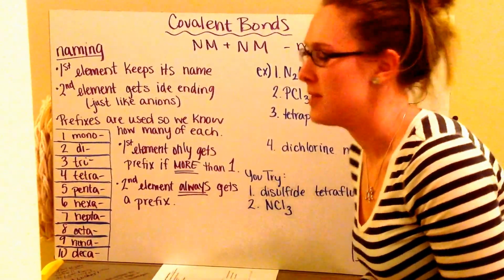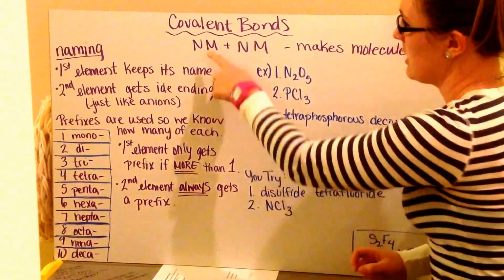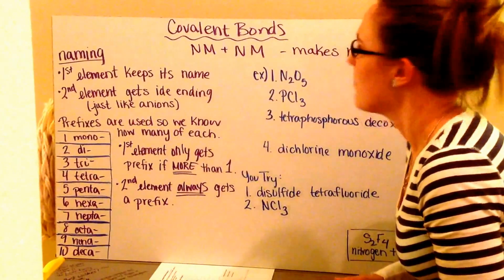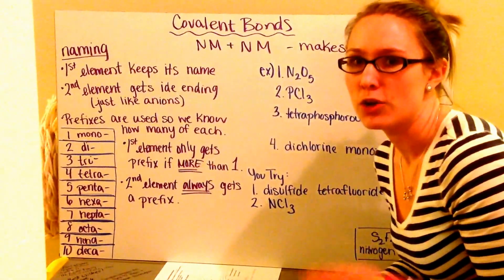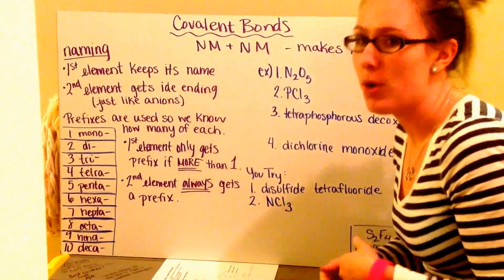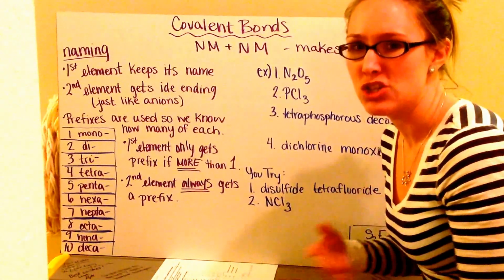This video is on covalent bonds. A covalent bond is a bond made between a nonmetal and another nonmetal. When these make a bond, they make molecules. Covalent bonds share electrons because they're basically two atoms that both want more electrons, so instead of giving one to the other, they share them back and forth.